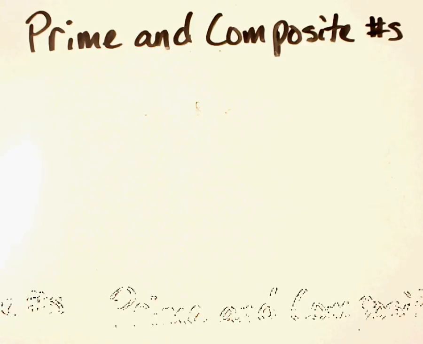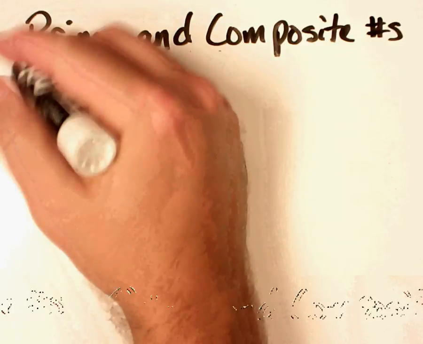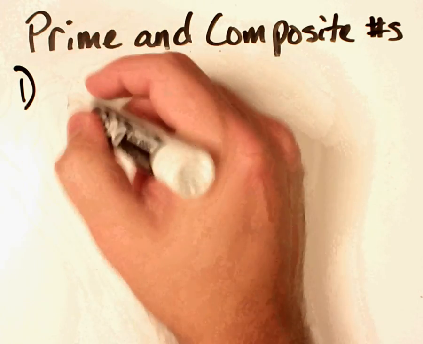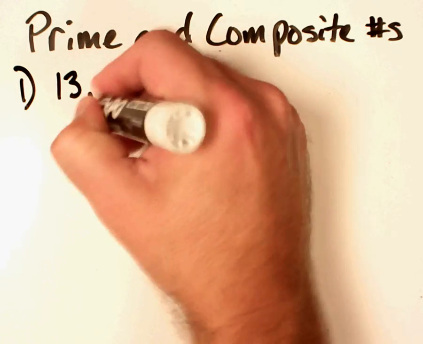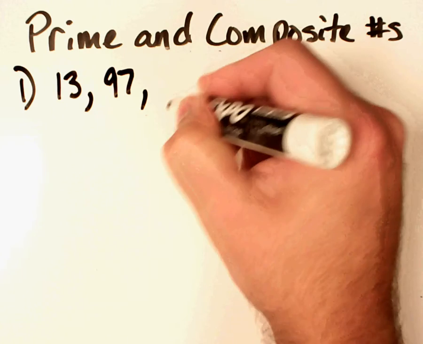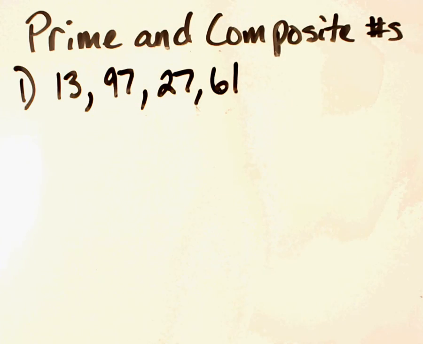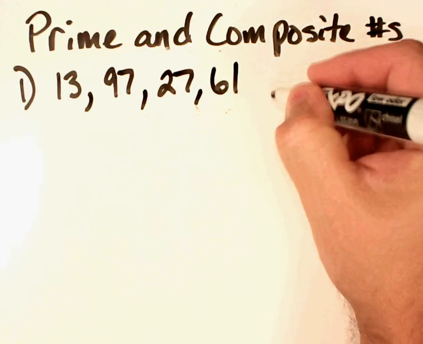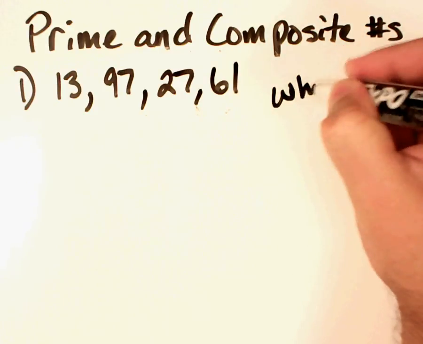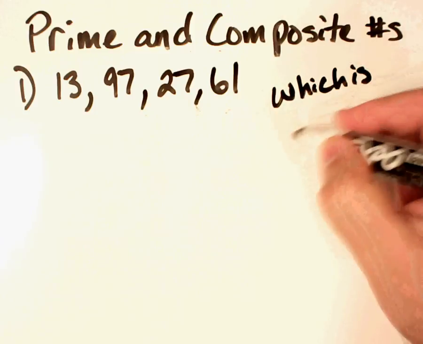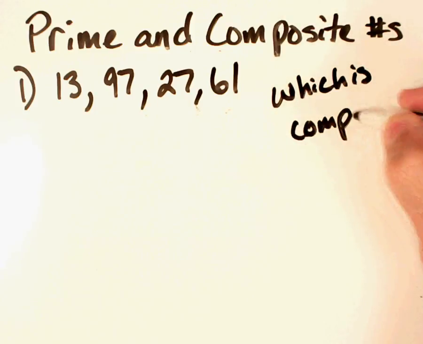All right, so we're going to start with our first number set, and that number set is 13, 97, 27, and 61. And our question is, which of the following is not a prime number? So if it's not a prime number, it's a composite. So which is composite?